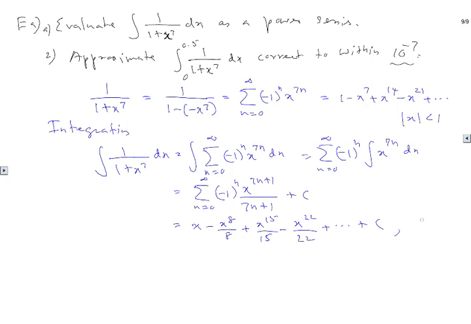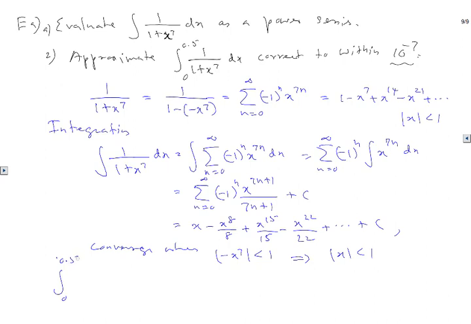And this again converges when the ratio, negative x to the 7, is less than 1. This implies that absolute value of x is less than 1 as before. Now for the second part, we want to evaluate this one. So to evaluate, what we can do is use the limits 0 to 0.5.